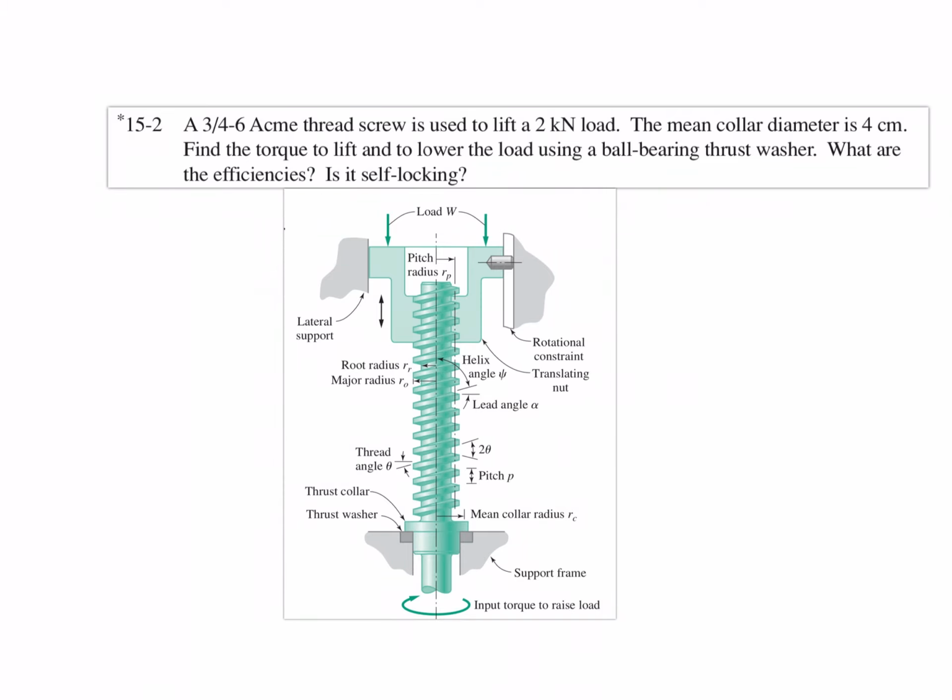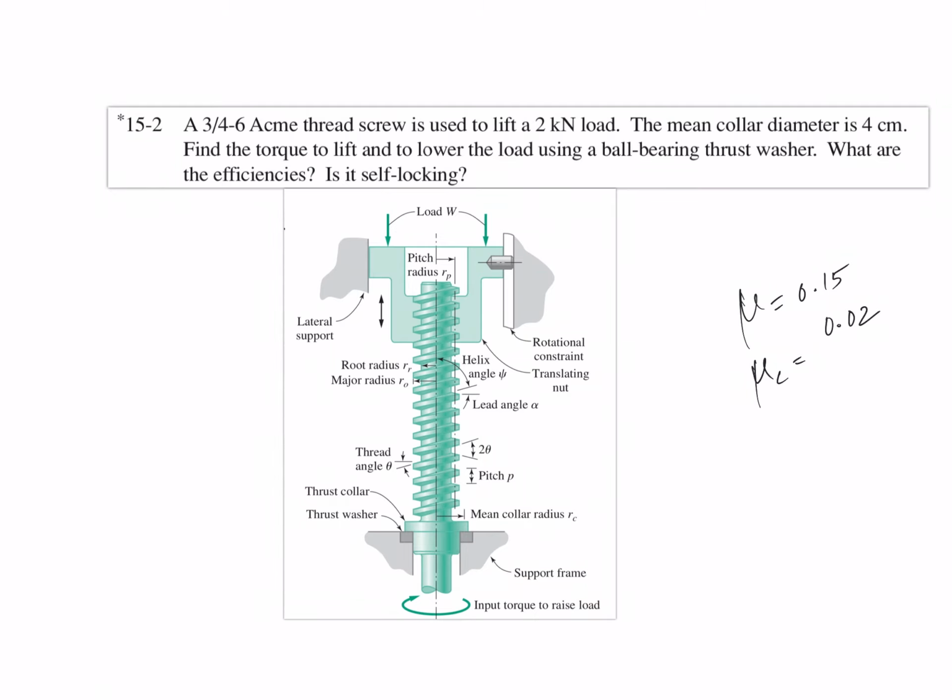In case you are worried that they didn't give the coefficient of friction between the thread and the nut, and they didn't give the coefficient of friction between the thrust collar and the thrust washer, you can assume it. You can assume the first friction coefficient, between the screw and the nut, to be something like 0.15, and then assume the coefficient of friction at the collar interface as a slightly lower value, maybe 0.02.